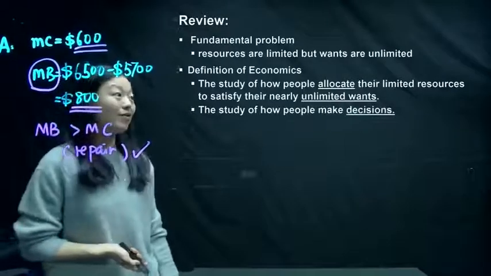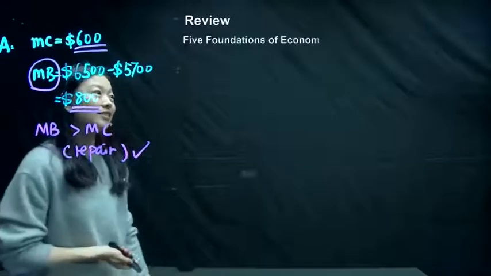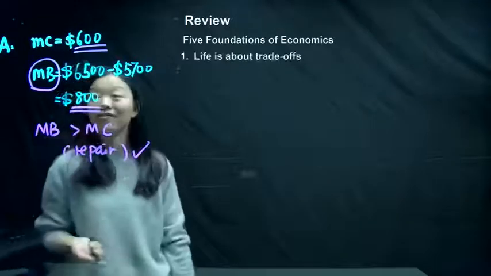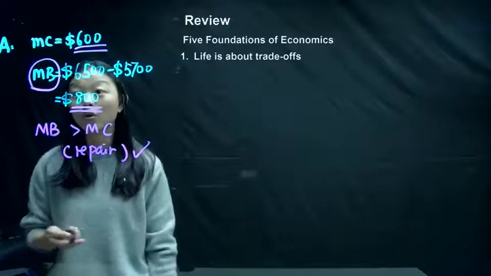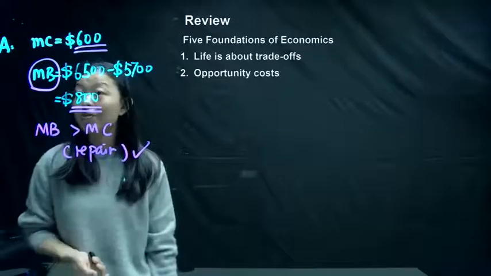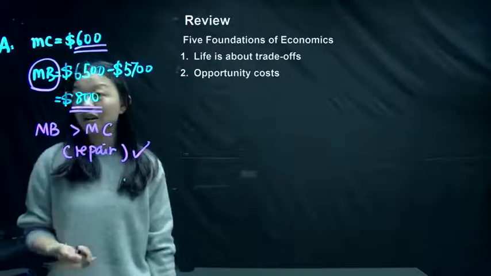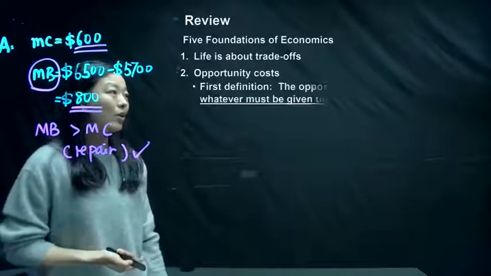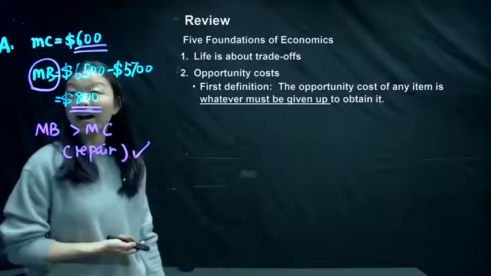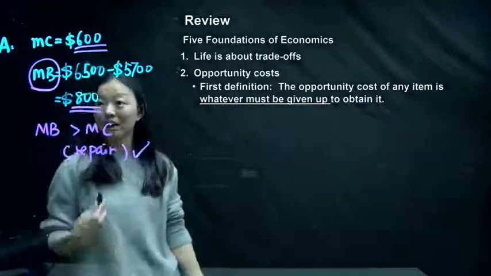It is also the study of how people make decisions. And then we talk about the five foundations of economics we will learn in this chapter, right? The first one is life is about trade-offs. We said that all decisions involve trade-offs, right? We also talk about the opportunity cost. There are several definitions of opportunity cost in this chapter, okay? We said the opportunity cost of any item is whatever you must give up to obtain the item, right? So this is the definition of opportunity cost in our textbook.